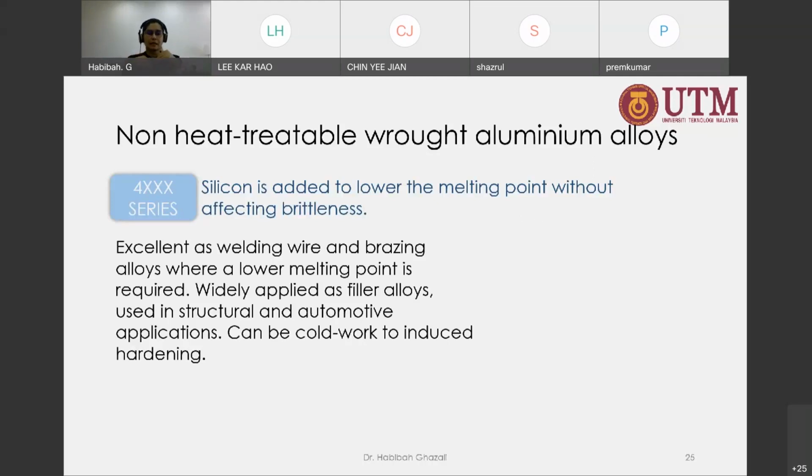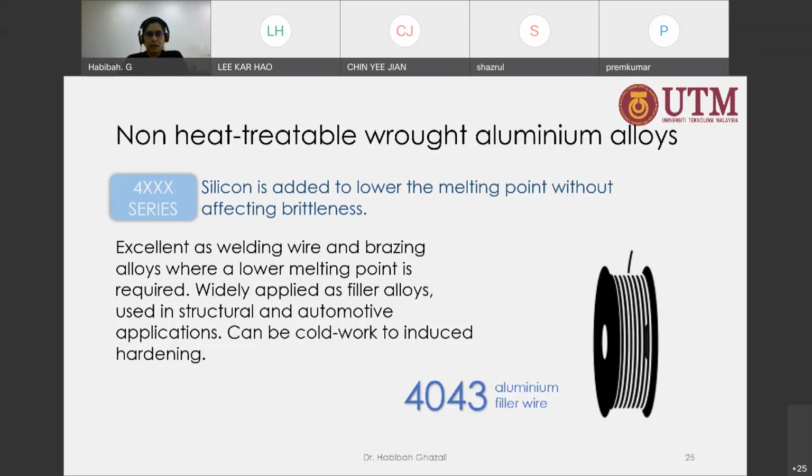So it is excellent as a welding wire and brazing alloy, where a lower melting point is required. When we need them to be used as a welding wire or a soldering alloy, it needs to be at a lower temperature, so it's easy for us to work with them. And it is widely used as a filler alloy in structural and automotive applications. They can be cold worked, in order for us to increase their strength. The 4043 aluminum filler is used as aluminum filler wire.